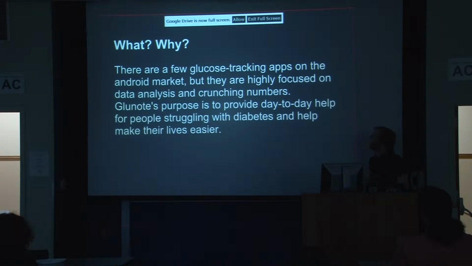I was looking around at the Android market, and there aren't really any day-to-day user-friendly applications for diabetic people to use. There are a few that are really focused on crunching numbers, and you can enter your blood glucose and it'll tell you your A1C, which is pretty cool. But I figure type 2 incidence in the US is higher than it's ever been, and so there are a lot of new diabetics who aren't used to monitoring their diet, having to do any of this kind of thing. So something to just help them get through the day, which is the goal of this app.